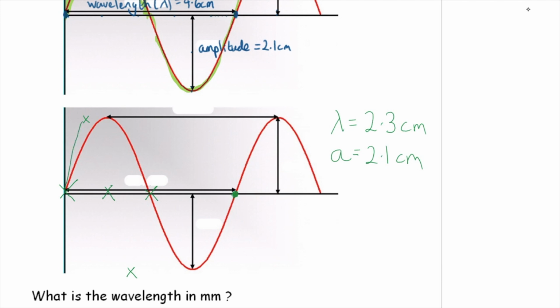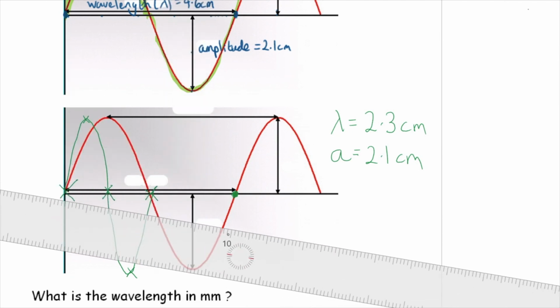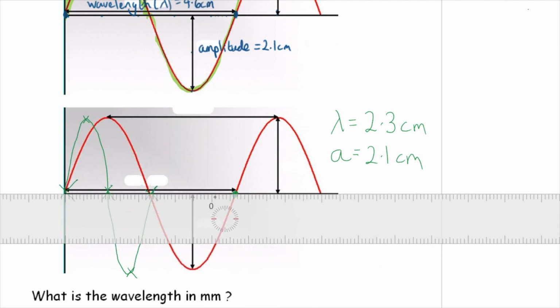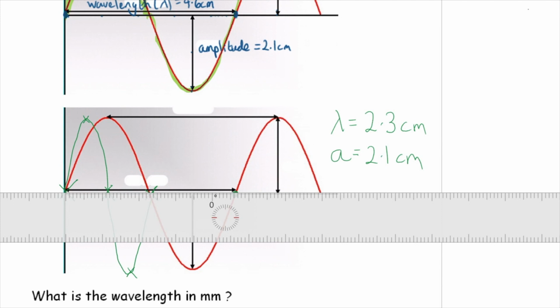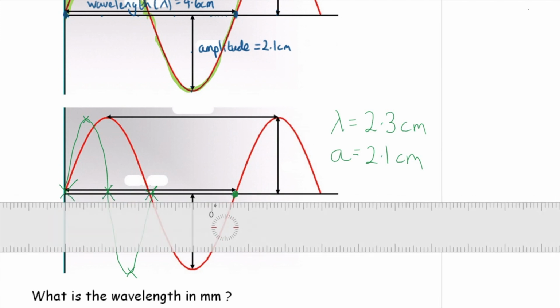So the amplitude's the same and the wavelength is half. So what we can show now is that the wavelength here is 2.3 centimeters. You can just about make that out. If I bring that down slightly, there's 0, there's 1 centimeter, there's 2 centimeters, and that's 2.3 centimeters.